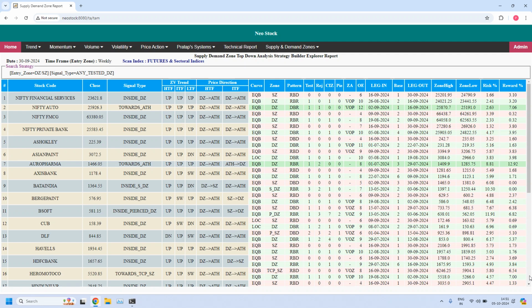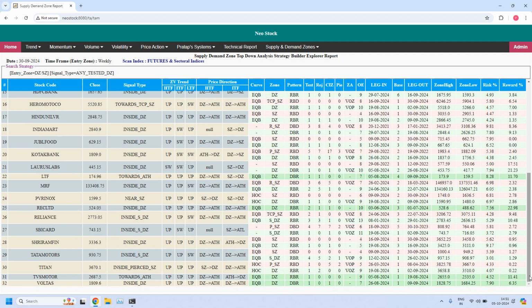This is the first 16 stocks. I am scrolling the list down. So total 32 stocks are filtered. That means all these 32 stocks having weekly demand zones are tested during this week. And some of the stocks, after testing, they closed inside the demand zone. Some of the stocks are moving towards the all-time high.